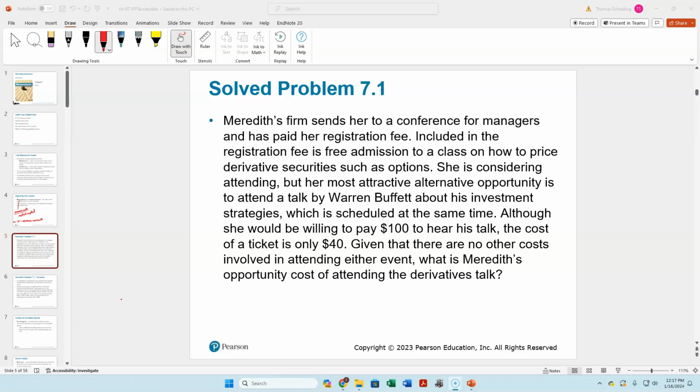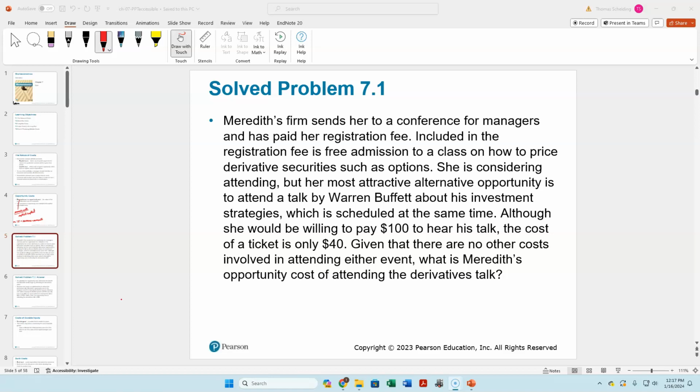So the firm sent her to the conference for managers and paid her registration fee. The registration fee includes the free admission to a class on how to price options, derivatives. The most attractive alternative opportunity is to attend a talk by Warren Buffett about his investment strategies. His good friend Charlie Munger is dead, so maybe he'll talk about that too. Anyway, the value she'd place on attending is $100 for the talk. The cost of the ticket is $40.